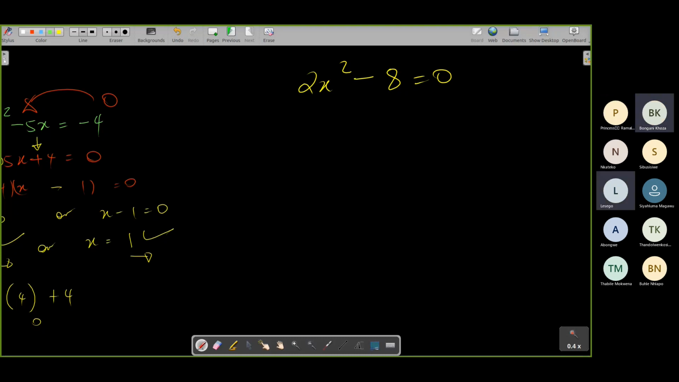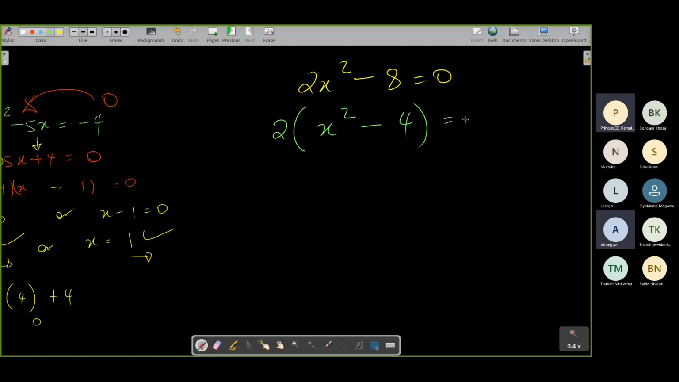All right, let's look at the methods of factorization that we know. Which one is the first one? Common factor. What's the common factor? 2. So we take out 2 as our common factor. What are you left with? x squared minus 4 equals 0.